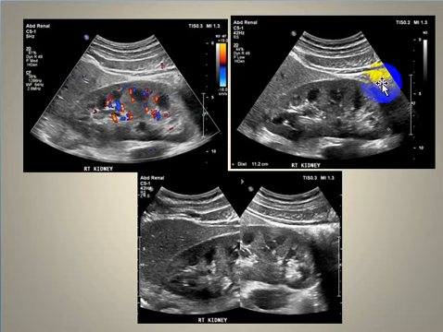Here we see the right kidney, long axis of the right kidney. Here this is the renal sinus, and here this is the cortex, and it is less echogenic than the liver, and the pyramids or medulla is less echogenic than the cortex. And here we see the vascularity of the kidney, and here we see the upper pole of the right kidney and the lower pole of the left kidney.